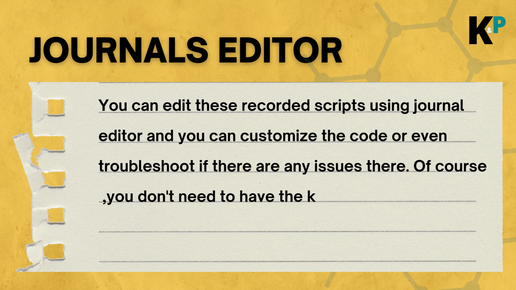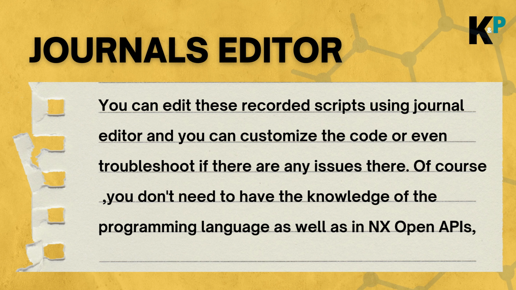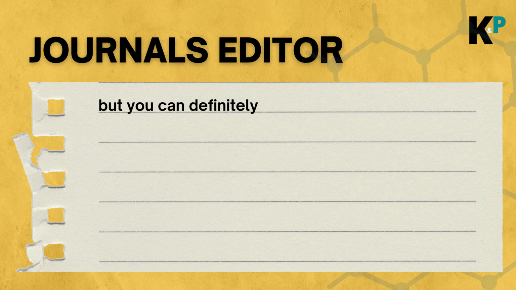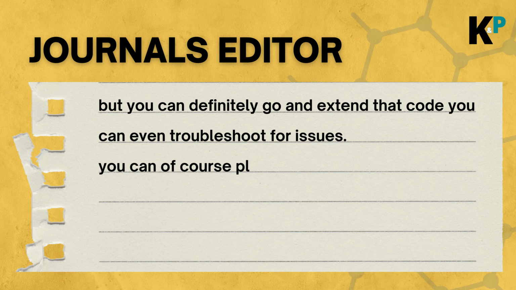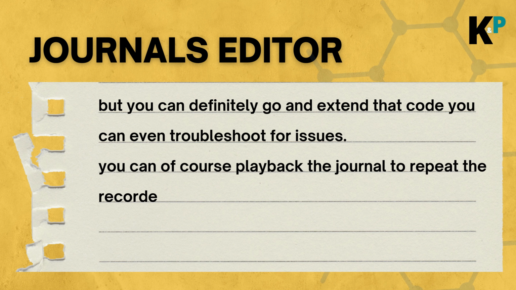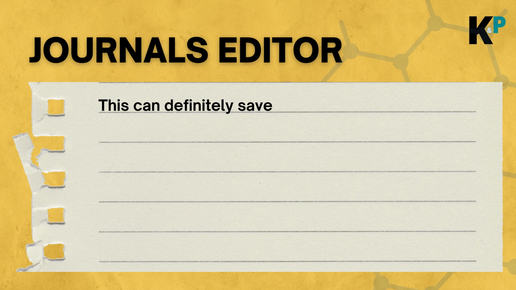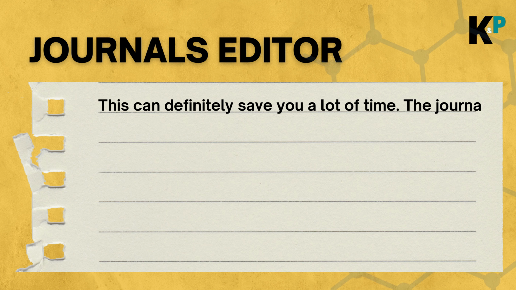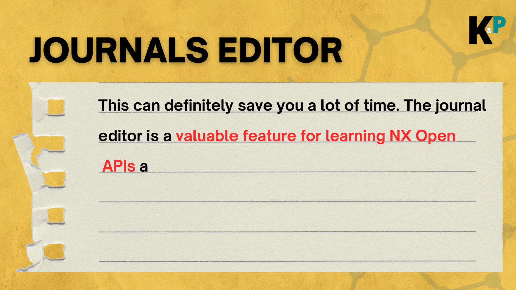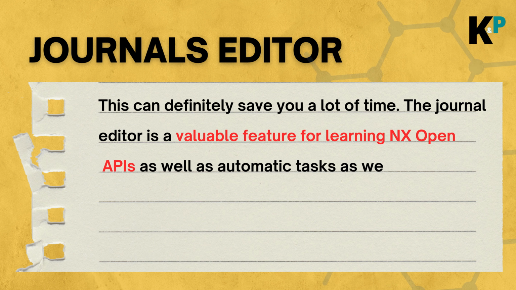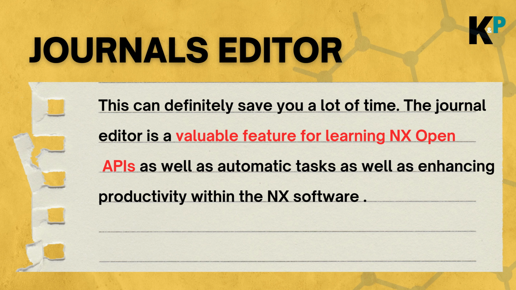Of course, you do need to have the knowledge of the programming language as well as NX Open APIs. But you can definitely go and extend that code. You can even troubleshoot for issues. Additionally, you can of course play back the journal to repeat the recorded actions within NX. This can definitely save you a lot of time. The journal editor is a valuable feature for learning NX Open APIs as well as automating tasks, as well as enhancing productivity within the NX software.